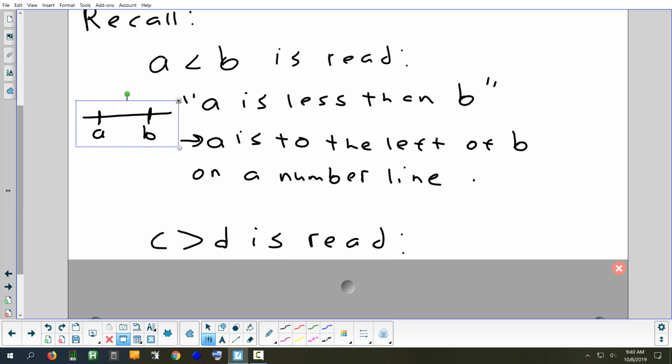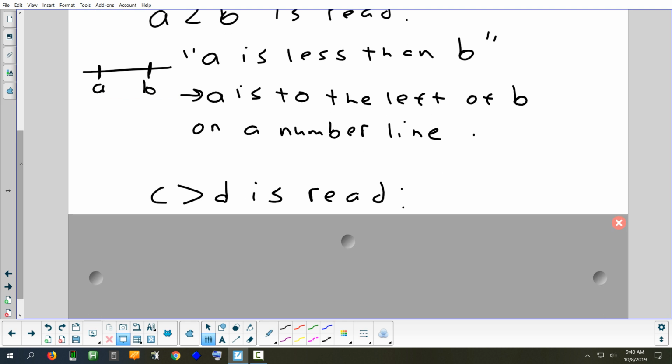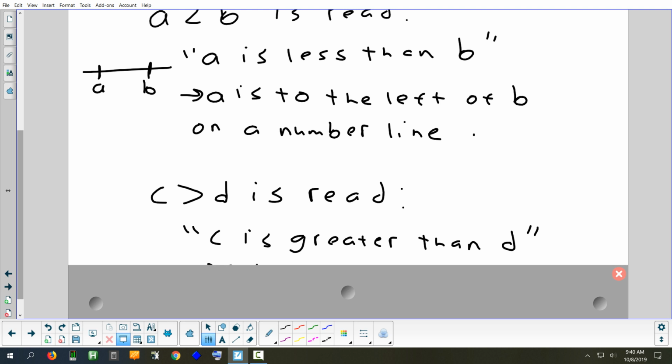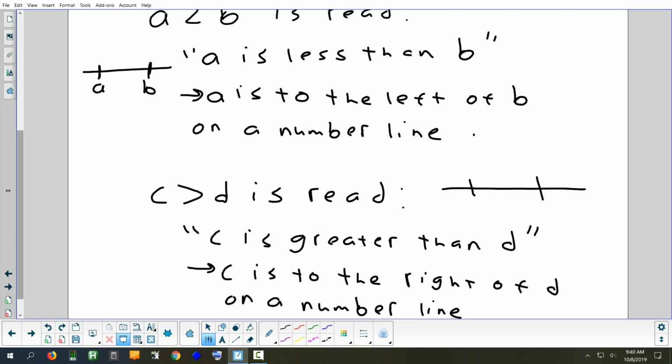All right, how about that one? How would you read it? C is greater than D. You could also say C is more than D. And now if you did that on a number line, where would C be if it's bigger than D? C would be further to the right. C is bigger than D, means it's over here. It doesn't matter what those numbers are, if they're positives or negatives. If C is bigger, it's further to the right than D.